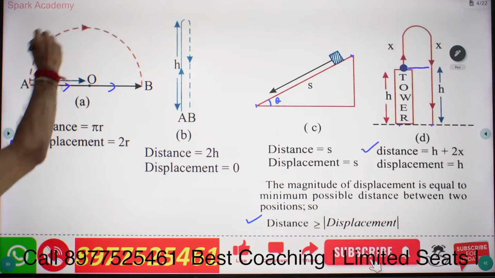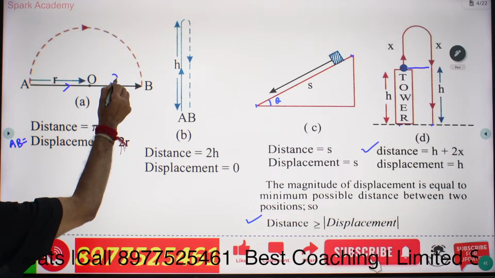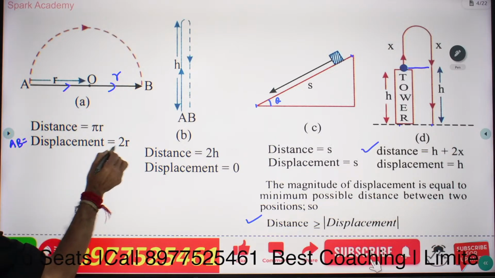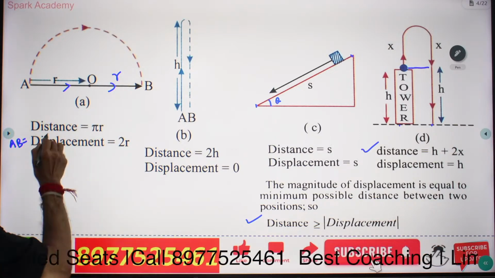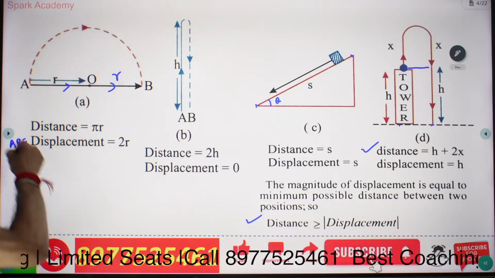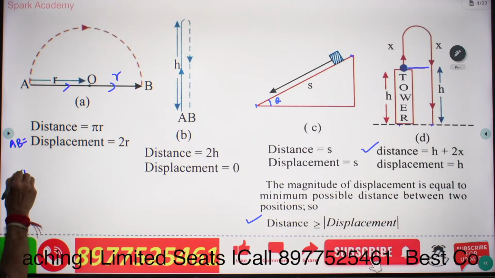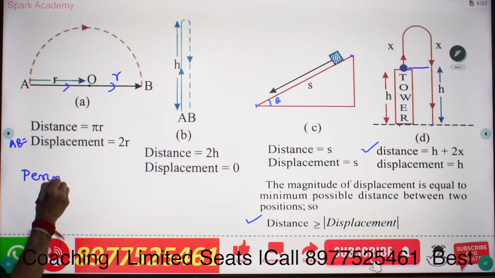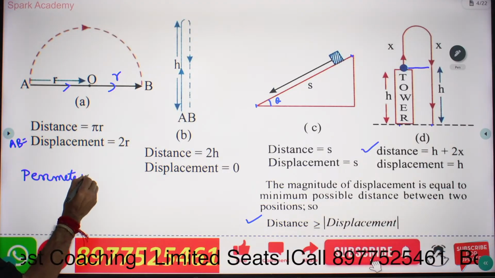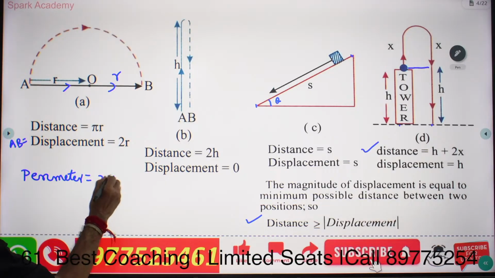So you know this is a semicircle. This is radius, this is also radius. So R plus R, 2R is the displacement. Distance is pi r. Why? Because the total circle perimeter, the full perimeter, is 2 pi r. Perimeter is the total circular length, that is 2 pi r.